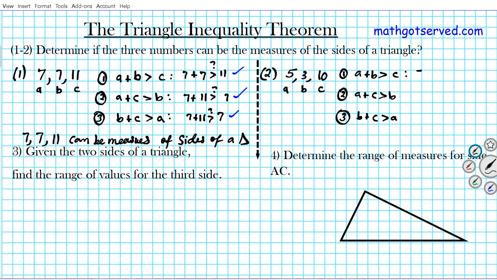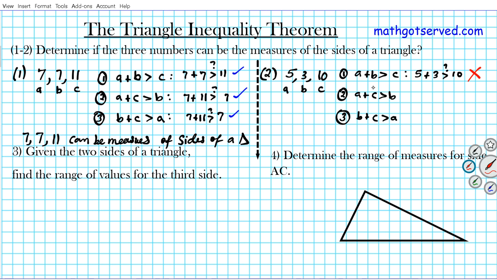A plus B is 5 plus 3. Is 5 plus 3 bigger than 10? 5 plus 3 is 8. And 8 is smaller than 10? Absolutely not. So this is a fail right here. Okay? If you try and create a triangle with these measures, what's going to happen is that the two sides, 5 and 3, will collapse because they're not long enough to touch each other because 10 is too long. Alrighty?